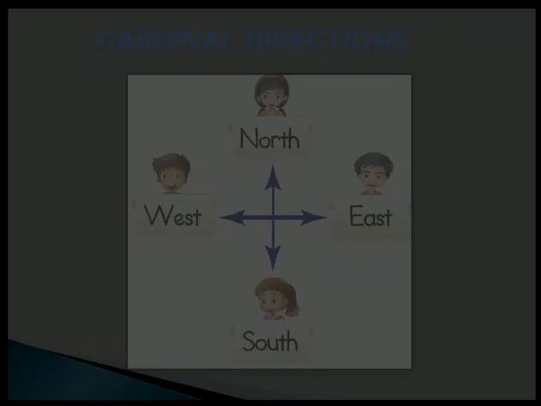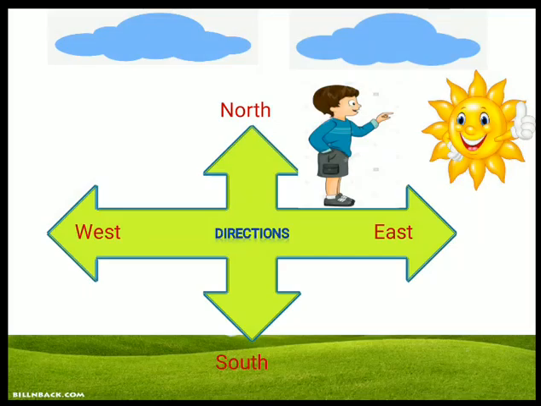Children, see this picture carefully. We will learn direction with the help of this picture easily. In this picture, it is morning. The sun is rising. The direction in which the sun rises is called the east. The boy is facing the rising sun. So, the boy is facing the east direction.